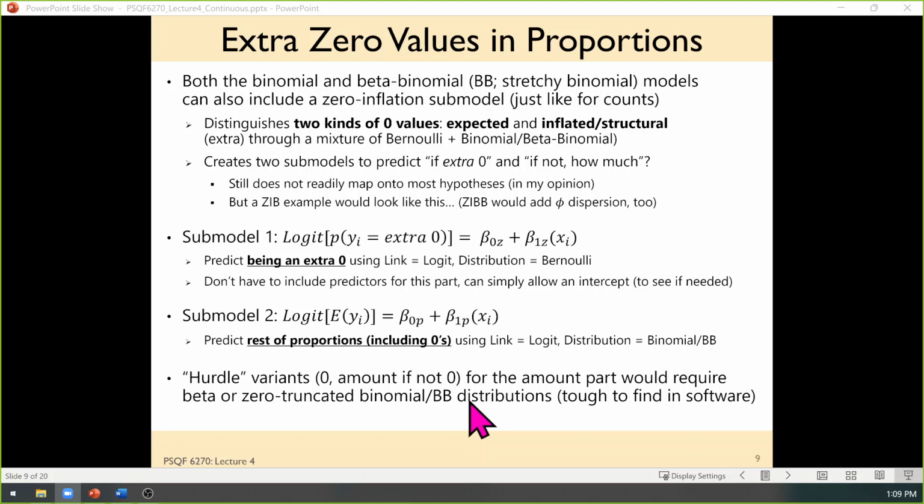The other option is to split it and say, I'm going to predict the logit of having a 0. So if you have something happen, and then how much for the continuous part of the distribution. But that one would require a 0 truncated binomial distribution, which is not one that I found in software. So that one seems, practically speaking, to be less available.